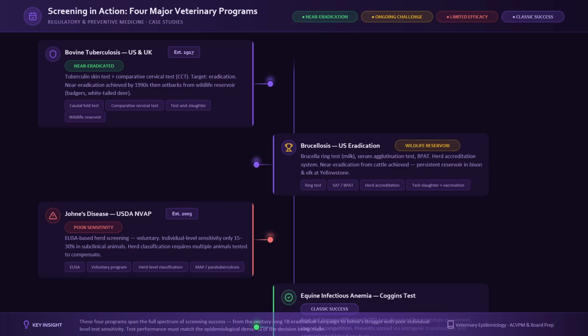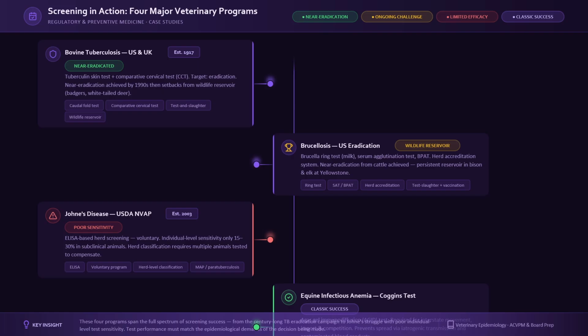Put them together and the takeaway is simple. The test has to match the epidemiological demand of the decision you're making. When it does, TB, brucellosis, EIA, you get control or eradication. When it doesn't, like Johne's, poor early stage sensitivity, even a well-intentioned program stalls. These programs work best when you point them at the right animals.